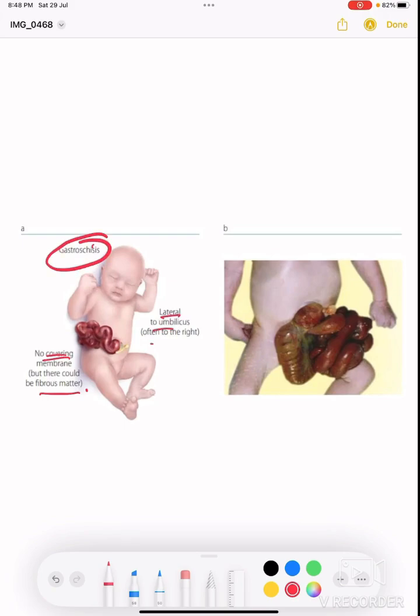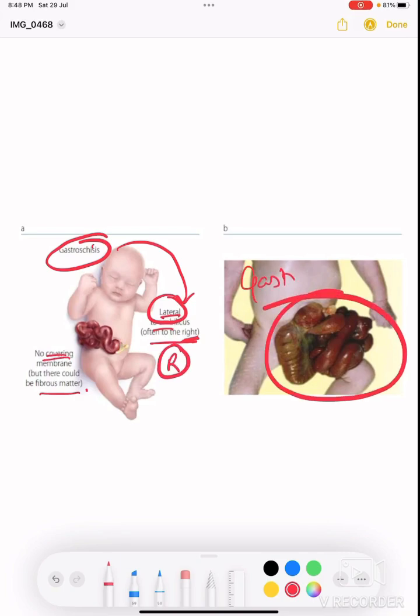Also, it is often lateral to the umbilicus. It is a very important thing that gastroschisis is generally present lateral to the umbilicus. The opening is lateral to the umbilicus, and it is mostly on the right side. Gastroschisis is very easy to identify.